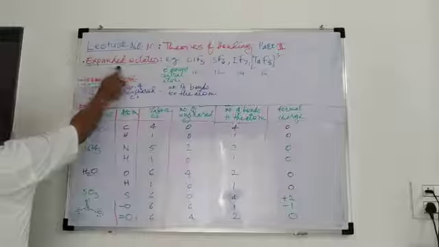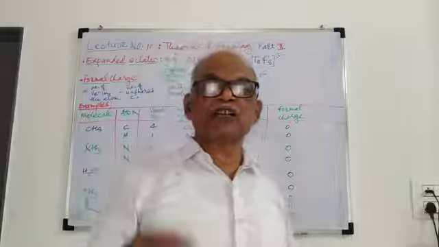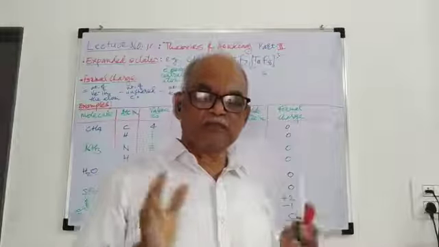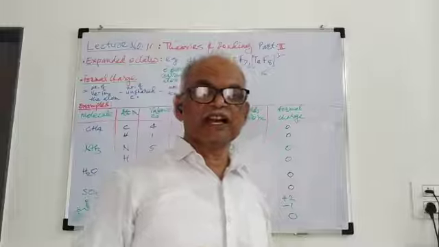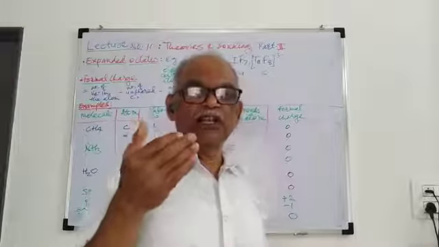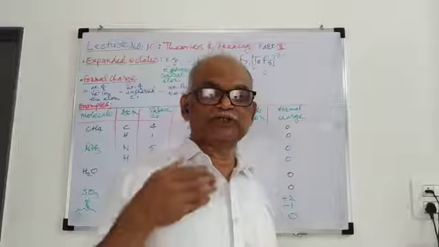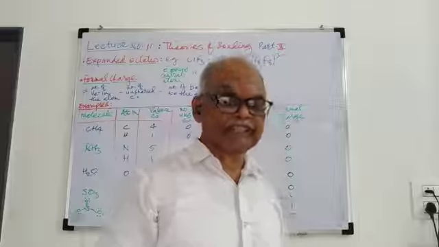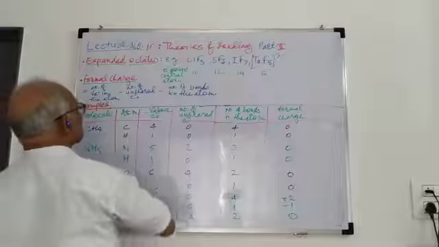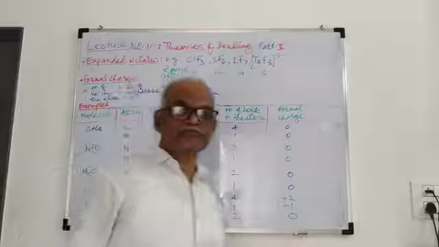So that is expanded octet. What is meant by expanded octet? The octet is expanded means the number of electrons present around a certain atom in the valency is extended. It becomes more than 8. That is called expansion of octet. We will see here some examples. This ClF3, see the example ClF3.